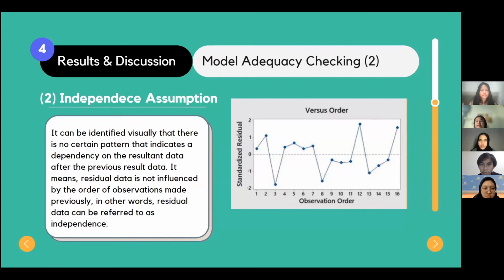So next is the independence assumption. It can be identified visually that there is no certain pattern in the versus order graph that indicates a dependency of the resultant data on the previous result data. It means that the residual data is not influenced by the order of observations made previously, or we can conclude that the residual data is independent. Next.